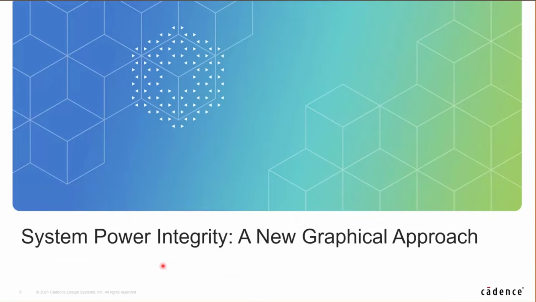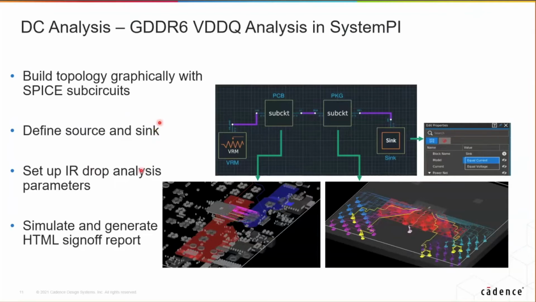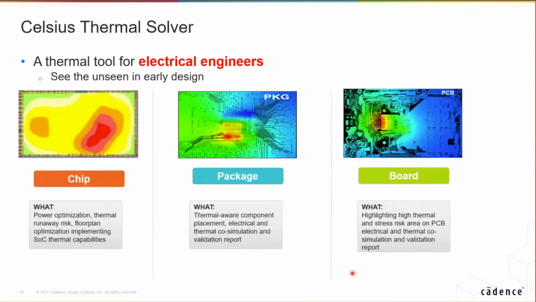We've released a new option to our power integrity suite called SystemPI, which is a graphical approach to being able to look at power integrity. So here is an example. You can see the SystemPI environment where instead of having a driver going to receiver like we would in signal integrity, we have a voltage source going to a voltage sink through the extracted PDNs that come out of the package and the PCB. Basically, PTI has Celsius thermal solver in it.